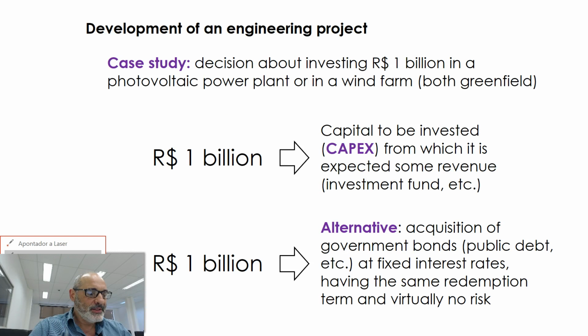As I was saying, we always have an alternative. Instead of investing in a risky investment, a photovoltaic or a wind farm, we could acquire, for instance, government bonds or other very low risk investments. This alternative will bring about the concept of opportunity cost. That's why I'm highlighting this alternative right now, but I'm not going to elaborate yet. The idea is that instead of investing in a power plant, we can always make one of those very low risk investments.